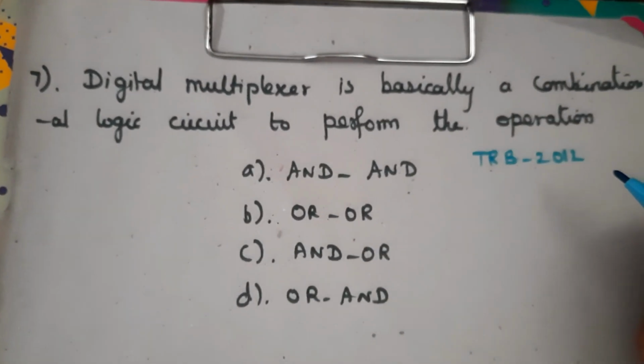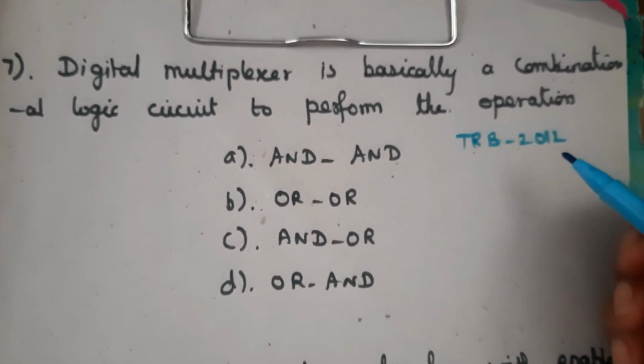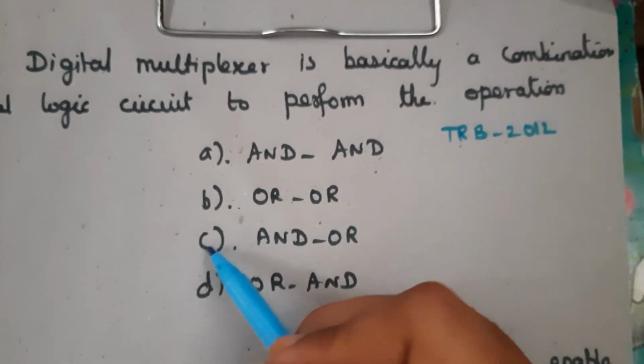Next question, the digital multiplexer is basically a combinational logic circuit to perform the operation of AND OR. So first it performs AND operation, then OR. So here the answer is C.